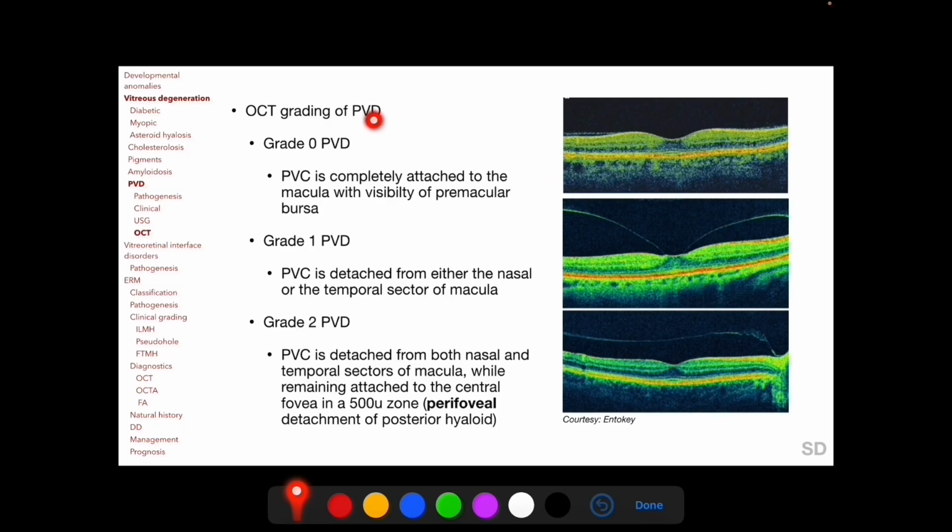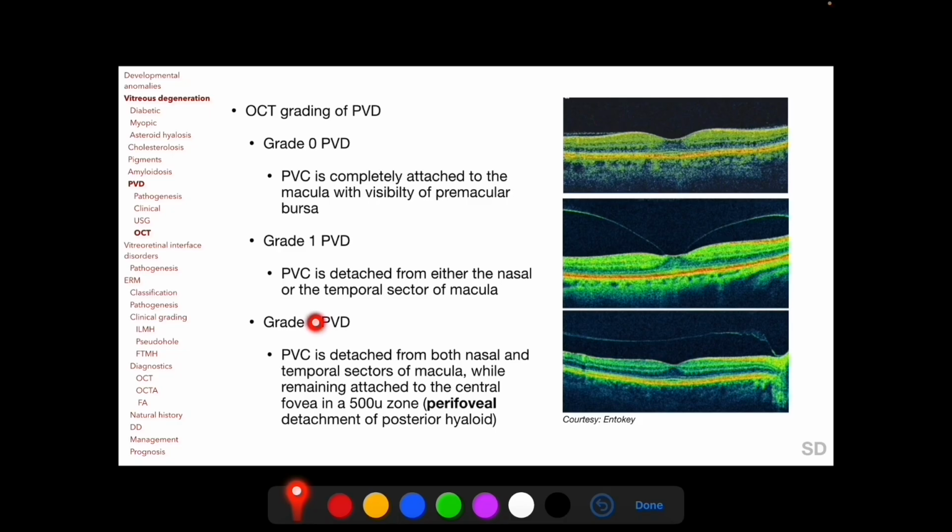Posterior vitreous detachment can be graded on optical coherence tomography, and this grading, as we have mentioned, is very important to understand the pathogenesis of vitreomacular traction syndrome and macular hole. Grade 0 PVD refers to a posterior vitreous cortex that is completely attached to the macula. Grade 1 PVD refers to a posterior vitreous cortex that is detached from either the nasal or the temporal sector of the macula, as seen here in this OCT image.